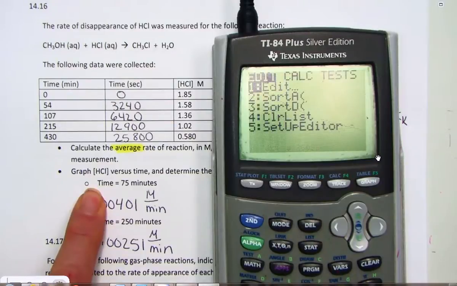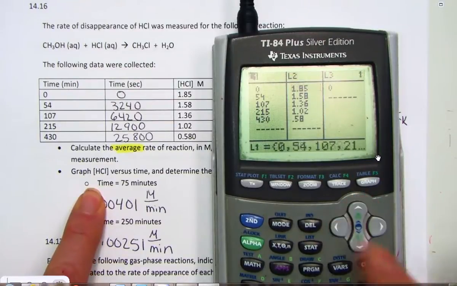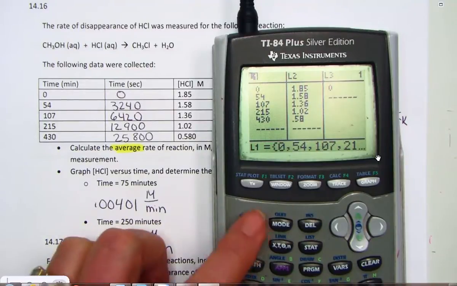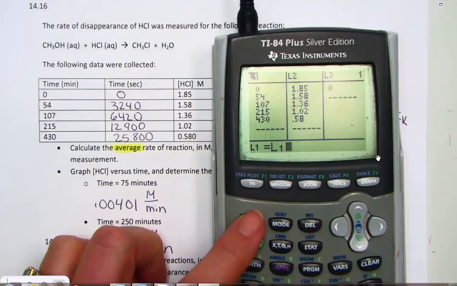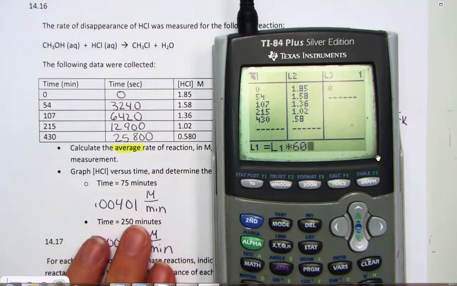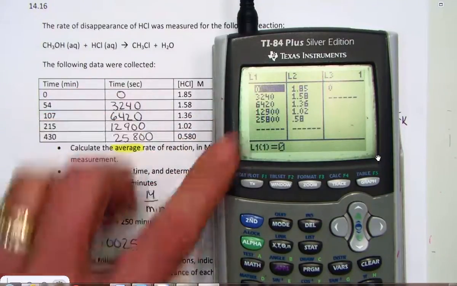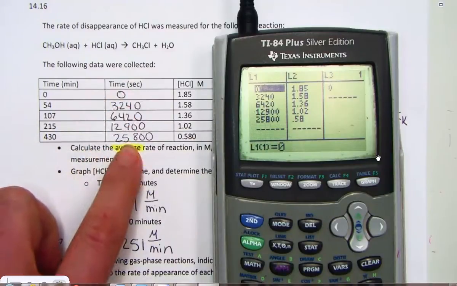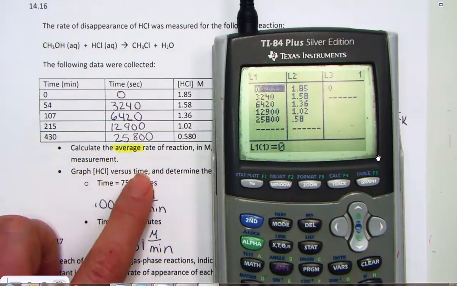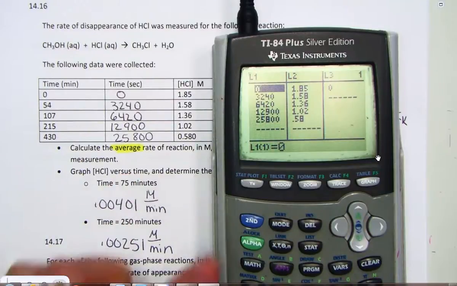Here's what I think is the easiest thing to do. If we go back to our lists, I'm going to put my cursor right up here on list 1. I'm going to change those minutes into seconds by simply saying list 1 times 60, enter. And now I've got all those entered in as we had calculated, and I don't have to retype them, so I just make the calculator do that. Alrighty? But we have a new equation we have to solve for.